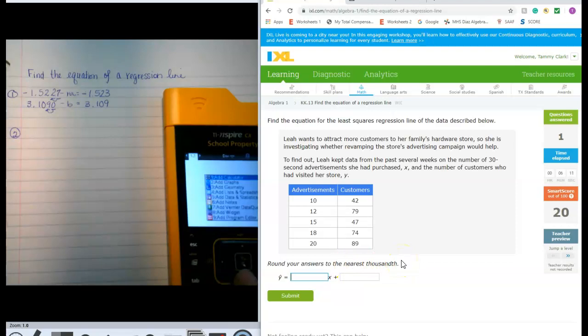So let's go ahead and put in our data. We're going to go to List and Spreadsheets. Name the first column X, put in your X data.